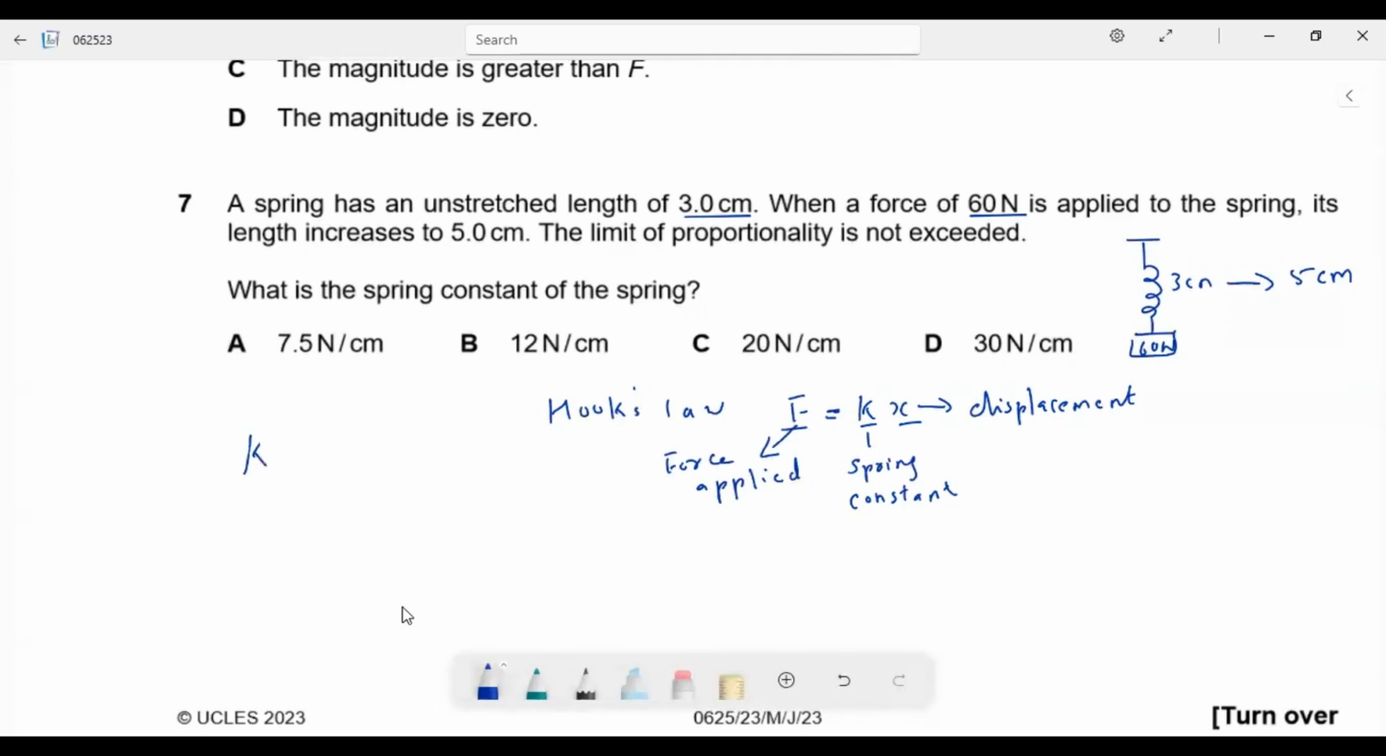K is equal to F by X. Here F, the force applied, is 60 Newton and the displacement is from 3 centimeter to 5 centimeter. That is 5 minus 3, that is 2 centimeter. So 60 Newton divided by 2 centimeter, that will be equal to 60 by 2, that is 30 Newton per centimeter. So the right answer is B.